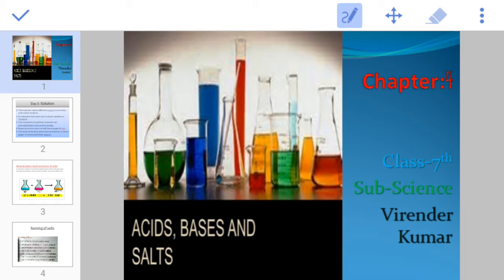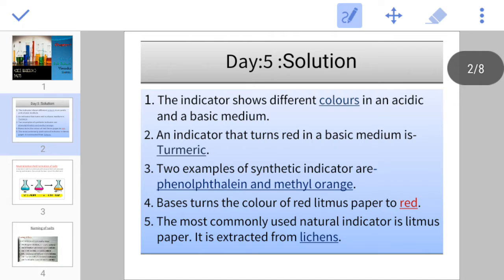So, it's chapter number 4. It's acids, bases, and salts. Let's continue the chapter. It's a solution.